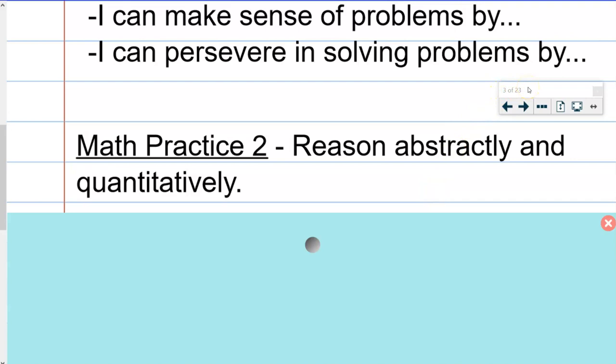And as you're writing this down, I'm sure you're thinking, man, I need some words clarified. I don't know abstract. I don't know quantitatively. I maybe could figure out what reason means, but there's a lot of words that need clarified, and that is what our activity is going to do. In our activity, we will clarify these words, specifically how they relate to math practice 2.